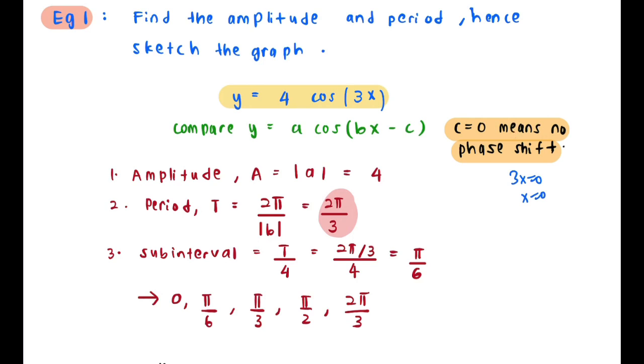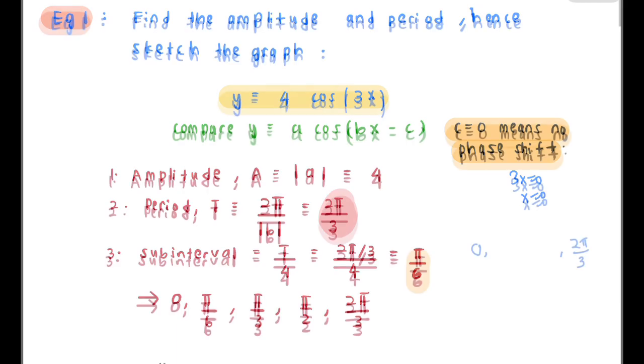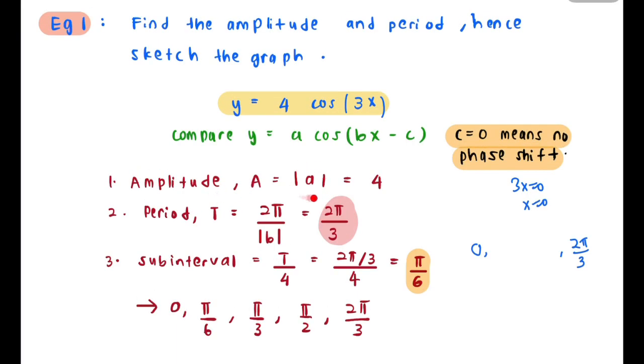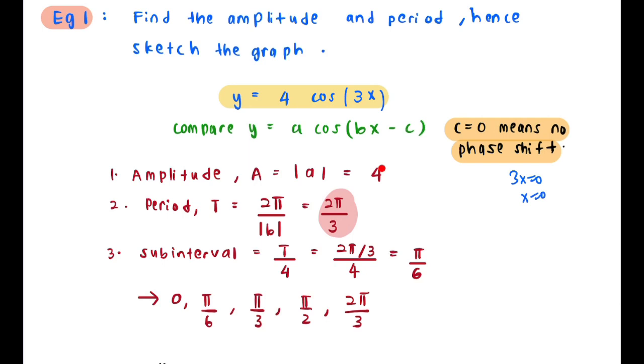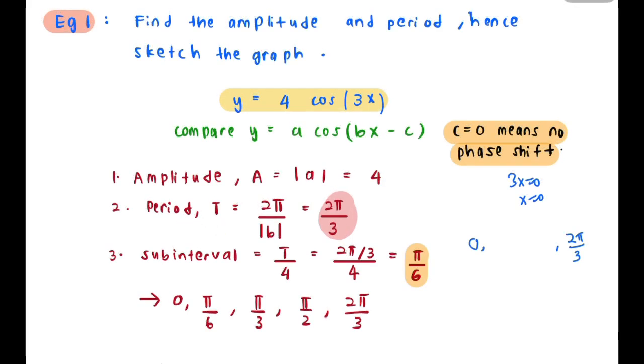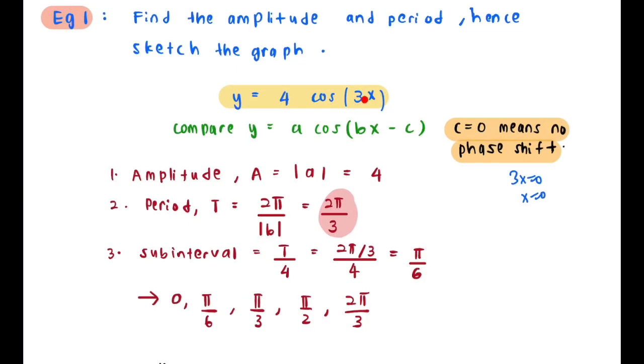So first of all, let's find the amplitude. So this A here is for amplitude. So amplitude, modulus A, is equal to 4. So later on, the highest height and the lowest height will be 4 and also negative 4. Second, let's see the period T. So the period T is equal to 2 pi over modulus b. So from the general equation here, the b is equal to 3. Therefore, the period is 2 pi over 3.